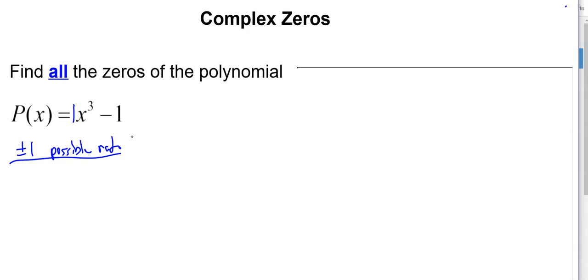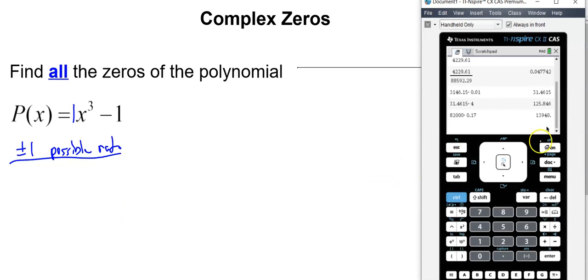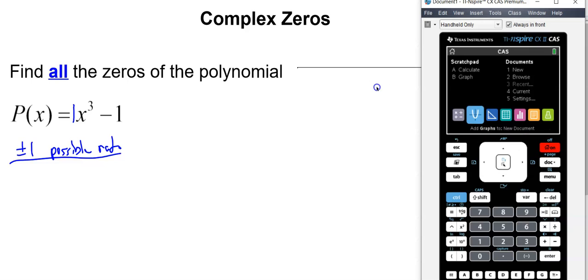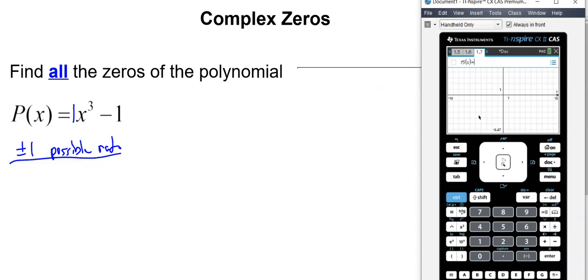Okay, so the next step is to graph it in your calculator. So get your calculator out, go to a graph screen, and graph the function. And it does seem to cross at 1. If you're not sure there, you can hit menu 5, 1, trace over there, and find the 0 at 1. It does look like it has a 0 at 1.